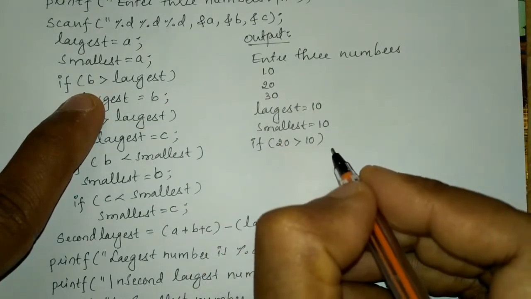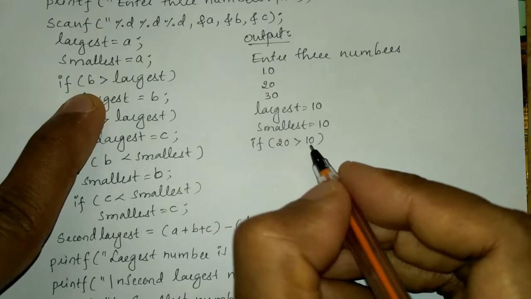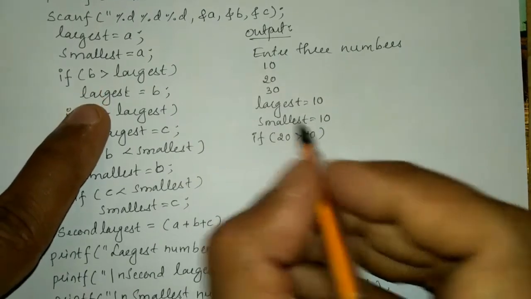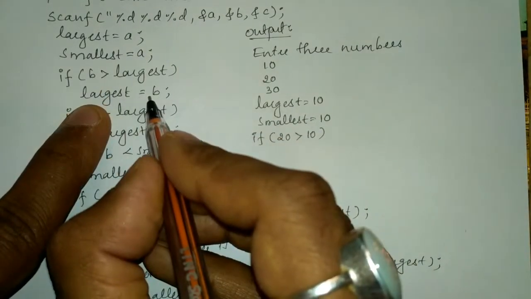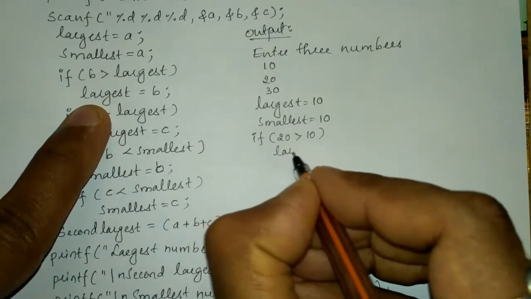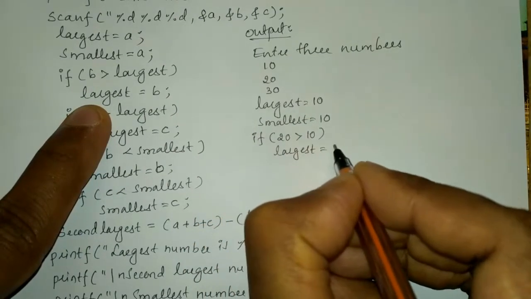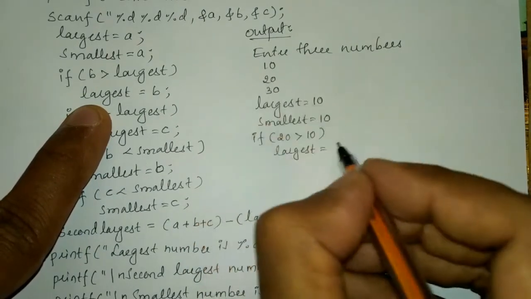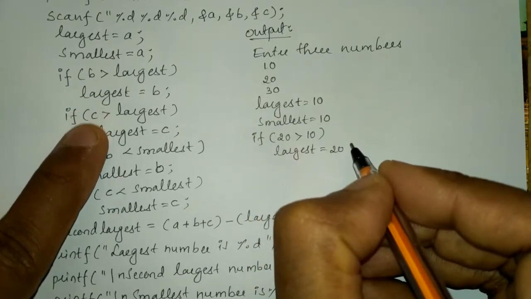Is 20 greater than 10? Yes, 20 is greater than 10. Hence it is true. If it is true, then this initialization takes place. What will happen now? Largest is equal to B. What is B? 20. So 20 is equated to largest.